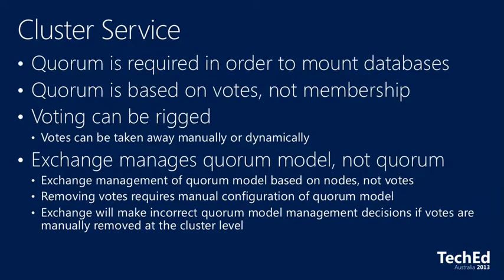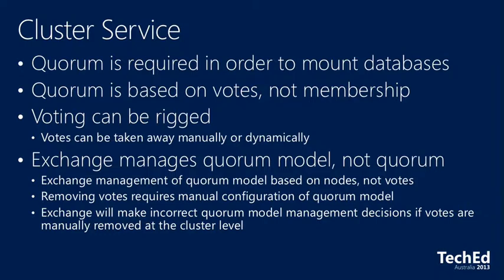Exchange uses only one of two quorum models. It will use the node majority quorum model if you have an odd number of DAG members, and it will use the node and file share witness majority model if you have an even number of DAG members. And all Exchange knows is the server count for membership. It doesn't know anything about whether that server actually has a vote or not. So that could be an interesting and lengthy discussion if you decide to go down the path of manipulating votes by dynamically taking them away.